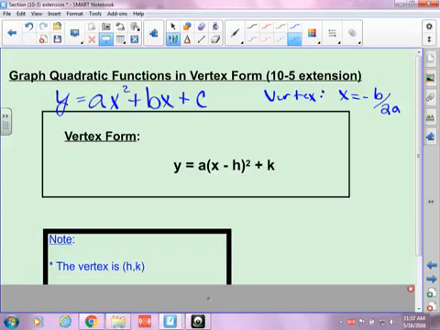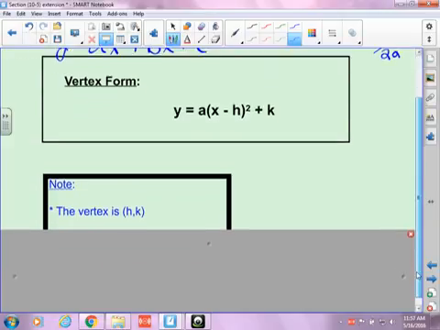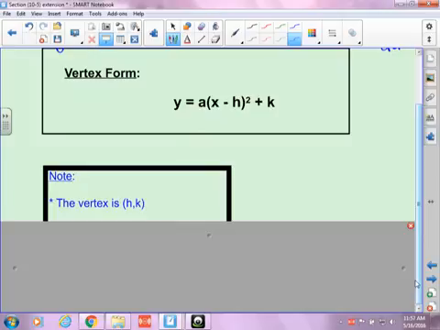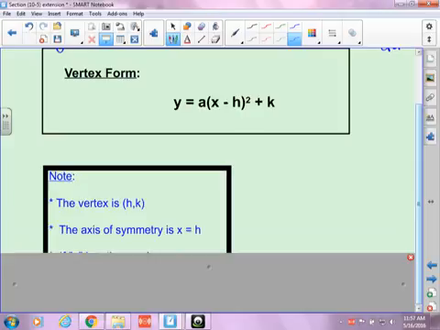Okay. So one thing to be aware of when you're doing vertex form is the h in the equation is your x for the vertex. And your k in the equation is your y for the vertex. So you just look at that equation and you can immediately know what the vertex is, as opposed to putting it in that other form. Okay? Your axis of symmetry is x equals, and you take the x from the vertex.